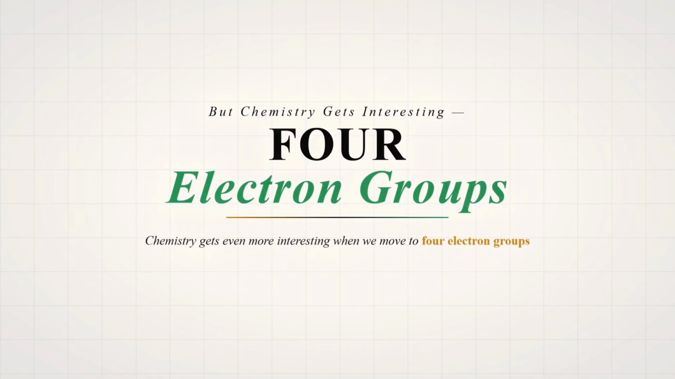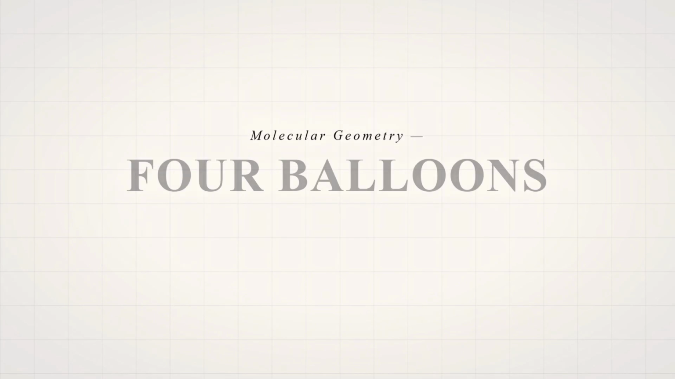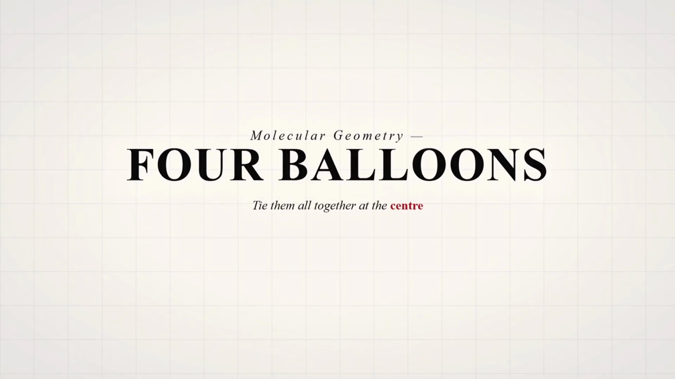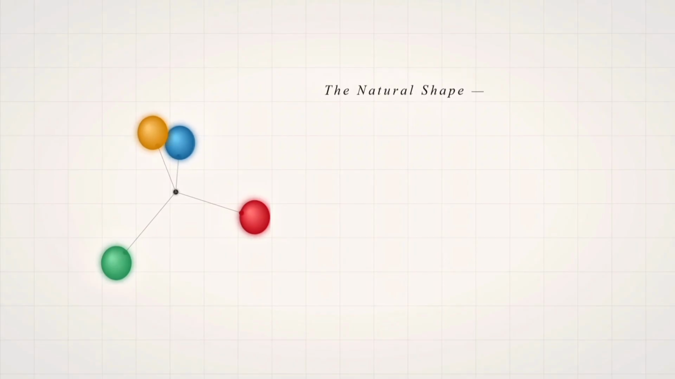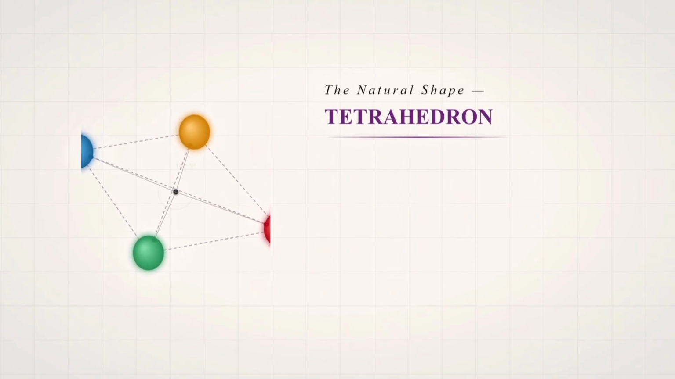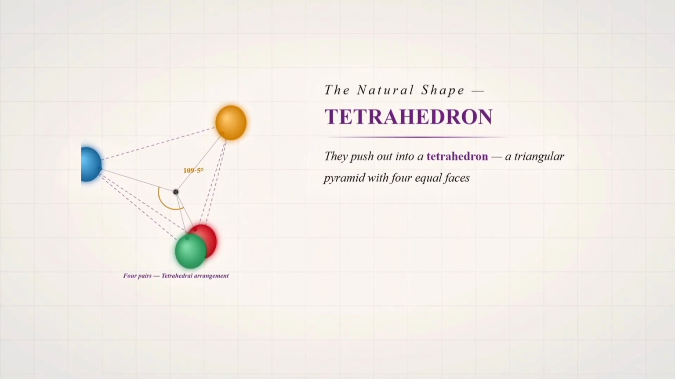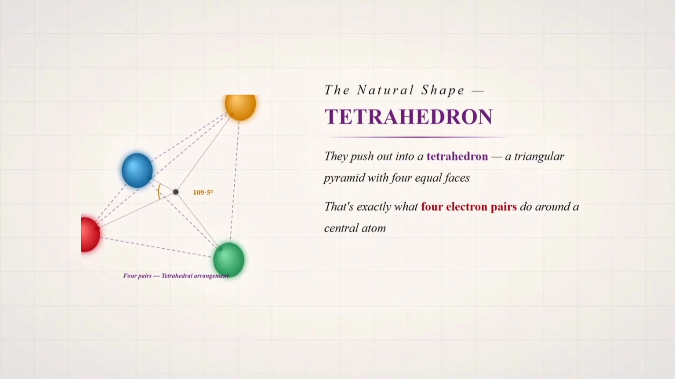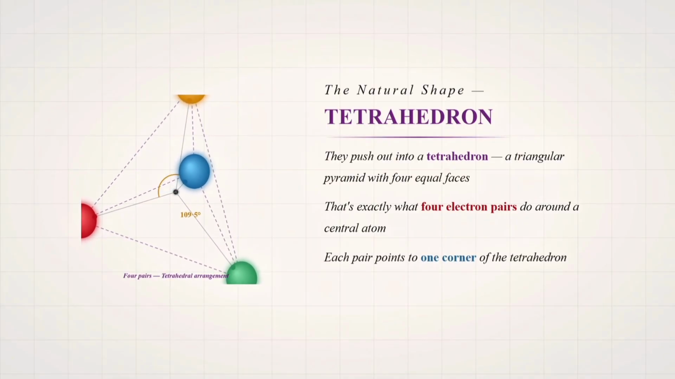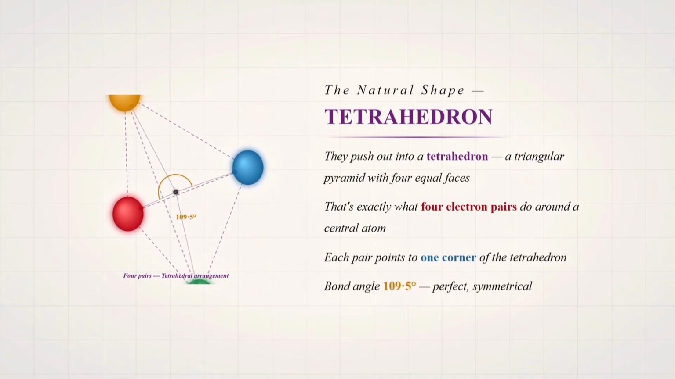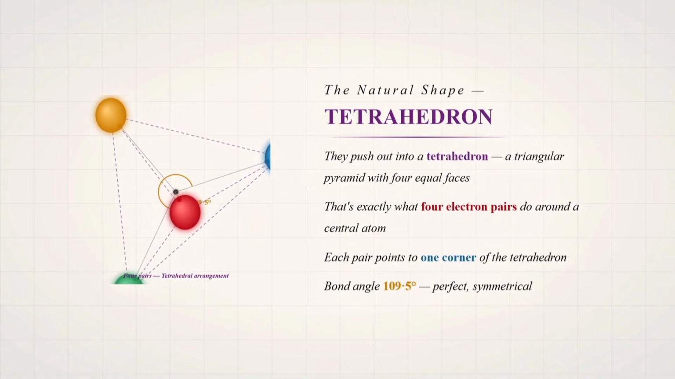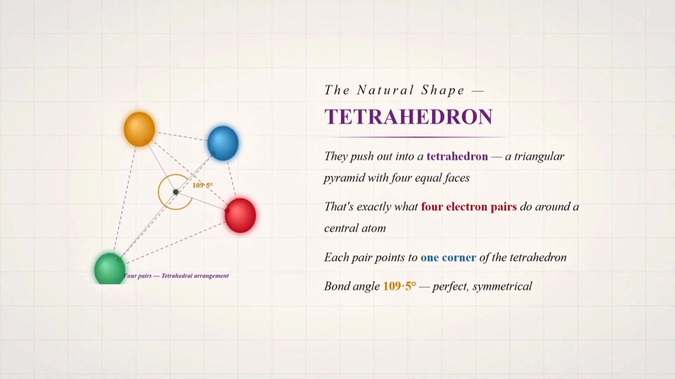But chemistry gets even more interesting when we move to 4 electron groups, and I want you to really visualize it. If you have 4 balloons and you tie them all at the center, they naturally push out into a shape called a tetrahedron, a triangular pyramid with 4 equal faces. That's exactly what 4 electron pairs do around a central atom. Each pair points to one corner of a tetrahedron. Bond angle, 109.5 degrees. Perfect.